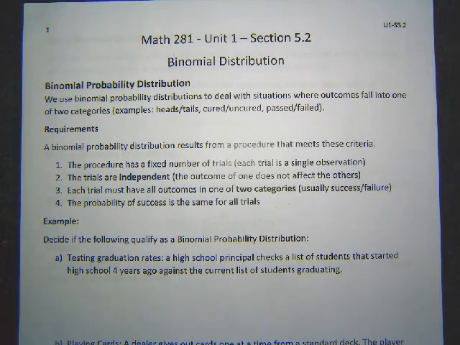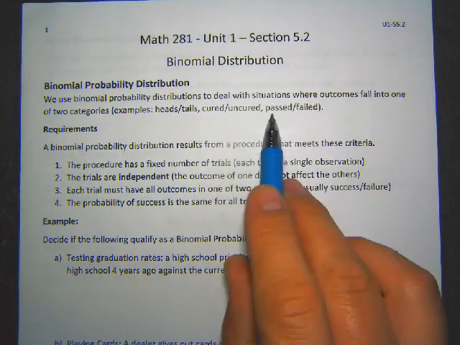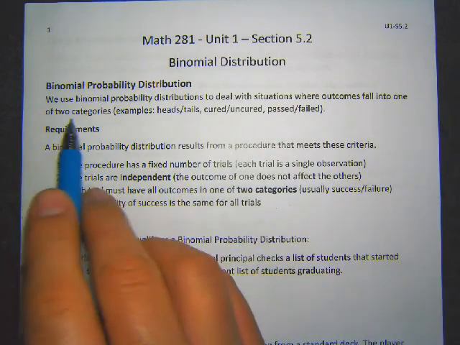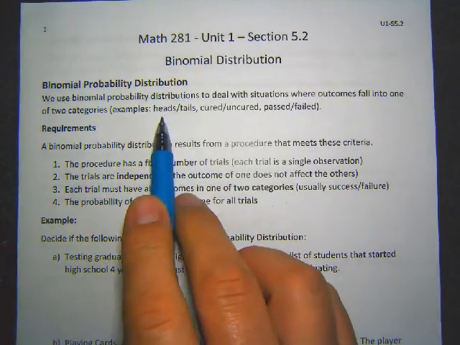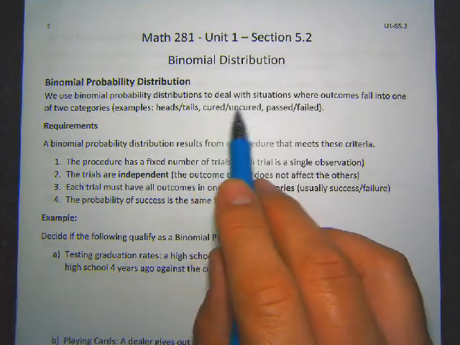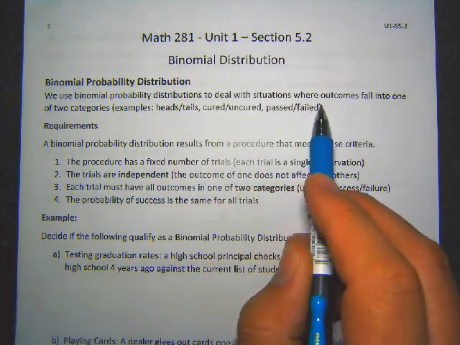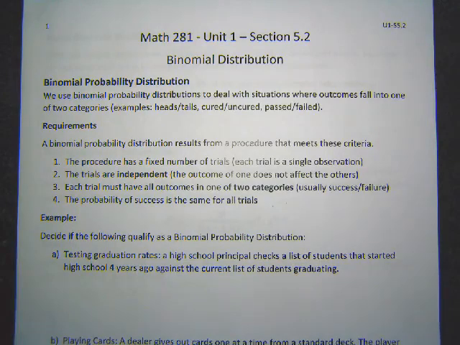It's a probability distribution where we deal with situations where the outcomes only fall into two categories. There's not more than two categories. There's only two options. Examples would be like heads or tails, there's only two options. Cured or uncured, passed or failed. These are all situations that deal with just two different options, yay or nay, yes or no, success or failure. There's a lot of situations in life that can be boiled down to this type of situation. Because it's a little simplified, there's some handy math for it for figuring out some different values. So we're going to talk about what to do with this.